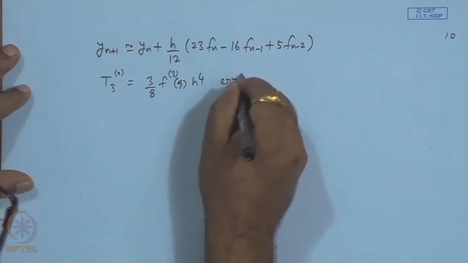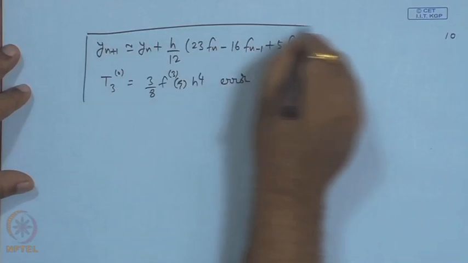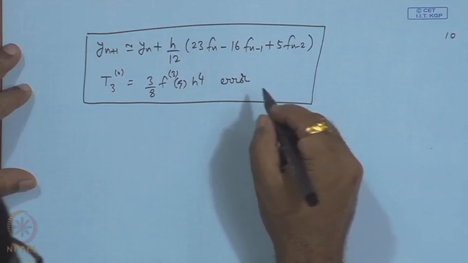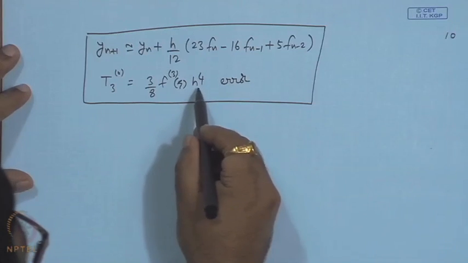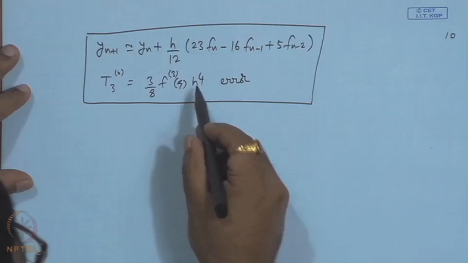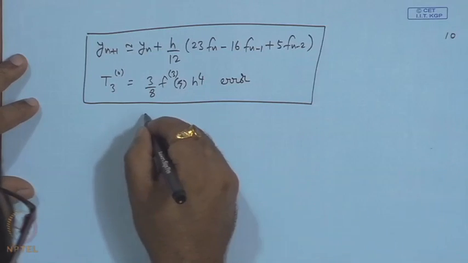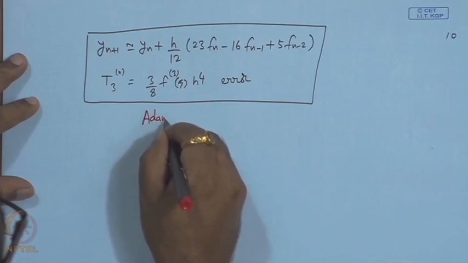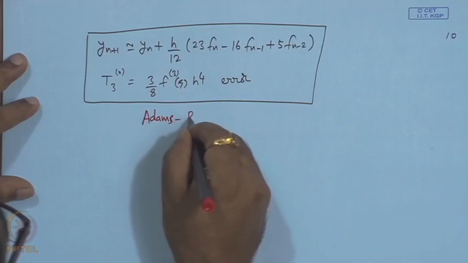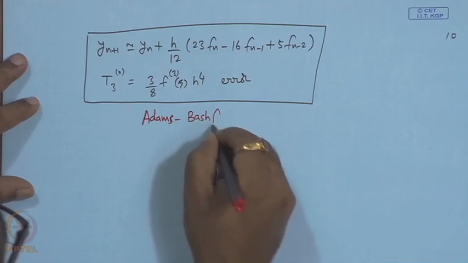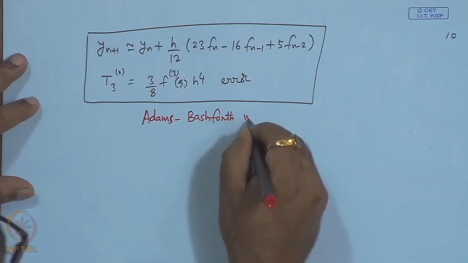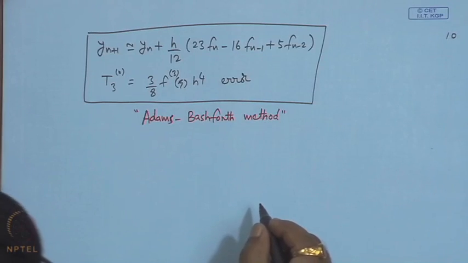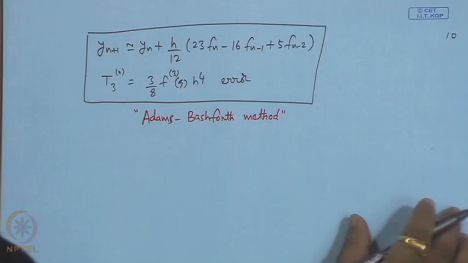So, this is the error. So, this is an explicit method which is third order. Why? The error is h power 4, so the order of the method is 1 less. So, that is third order and this has a specific name in literature: Adams-Bashforth method. So, this is called Adams-Bashforth method.